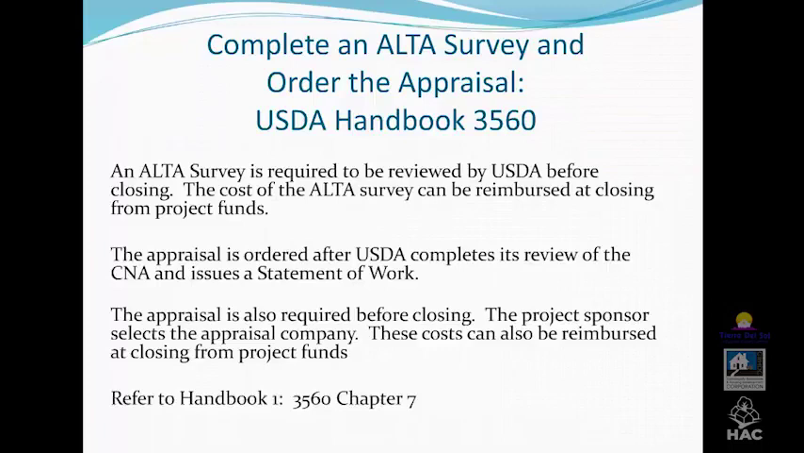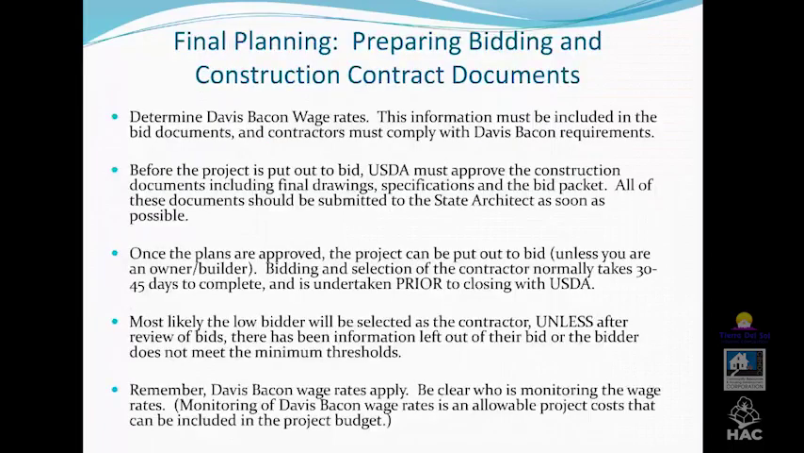Most likely your low bidder will be selected as the contractor, unless after you review the bids there's been information left out, or you've done your due diligence and find there's some shady stuff that goes on. You also want to make sure that the people that bid on the project are not on the federal government debarment list.